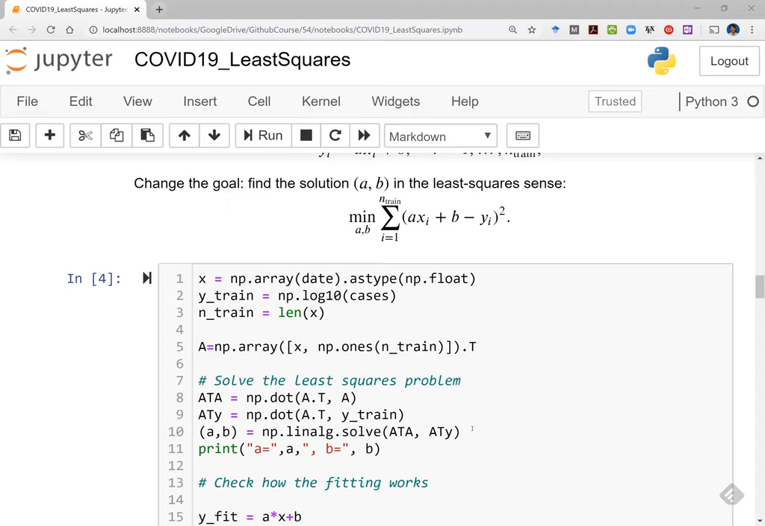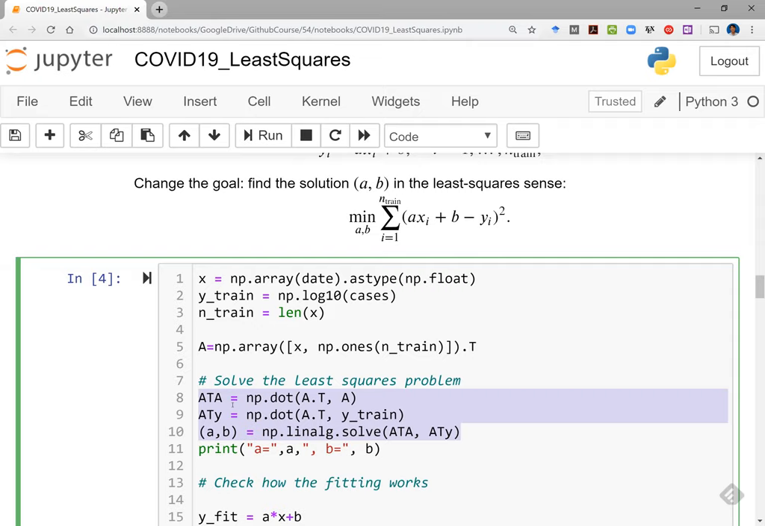There only contains three lines. The idea is you're going to form a new matrix, you're going to form a new right-hand side, and then you solve. You do the real linear system solve for a 2x2 problem. This is guaranteed to be solvable, and you get A and B.